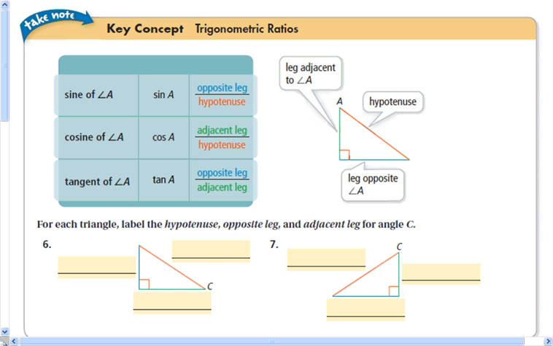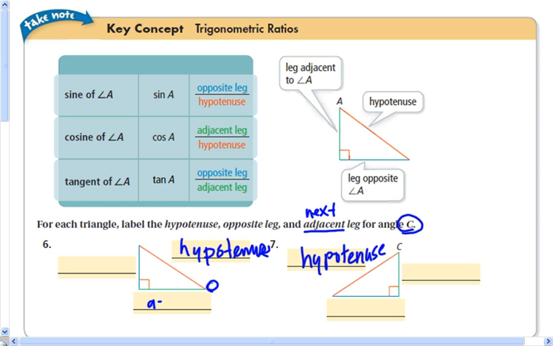The longest side, of course, is the hypotenuse, so let's label that first. And I always think in terms of the hypotenuse, what else do you have? Now we're talking about with respect to angle C, so we're trying to figure out which side is adjacent and which side is opposite. You guys know what opposite means. Adjacent means next to. So now angle C, the side that's next to, is this one. So that's the adjacent side. And then this would be the opposite side.